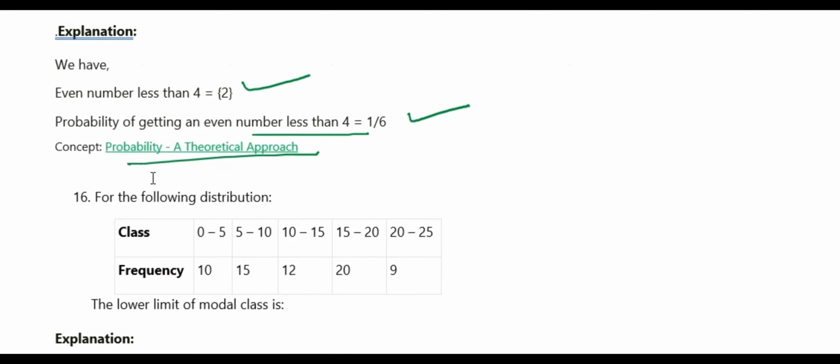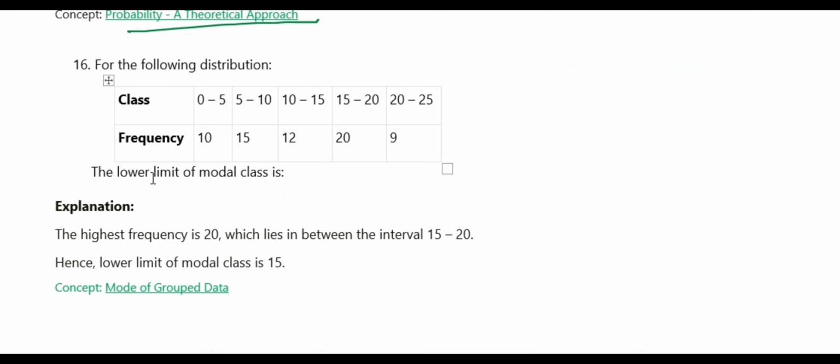The next question on your screen is asking for the lower limit of the modal class, right? How do you choose the modal class? The highest frequency is 20, you know very well here, and which lies between 15 and 20, right? And the lower limit of this one is 15. So our lower limit of modal class is 15, right?